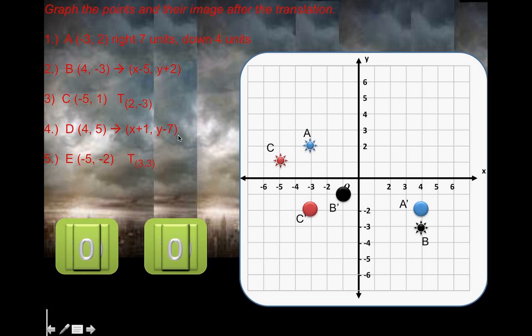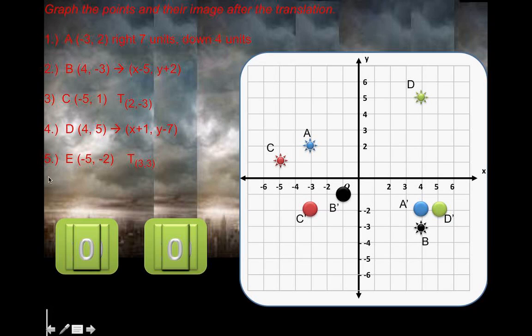Alright, so looking at problem 4 here, it says D (4, 5), and we're going to do (x + 1, y - 7). So graph your point D at (4, 5). Make sure you label it D. Now we want to add 1 to our x value, so it goes from 4 to 5. And we're going to subtract 7 from our y value, so it goes from 5 all the way down to negative 2. We're going to graph our new point at (5, -2). And don't forget to label it D prime. You'll notice that labeling is very important, especially once you get all of these points on here. If they're all the same color, you're not going to know what's what if you don't label it.